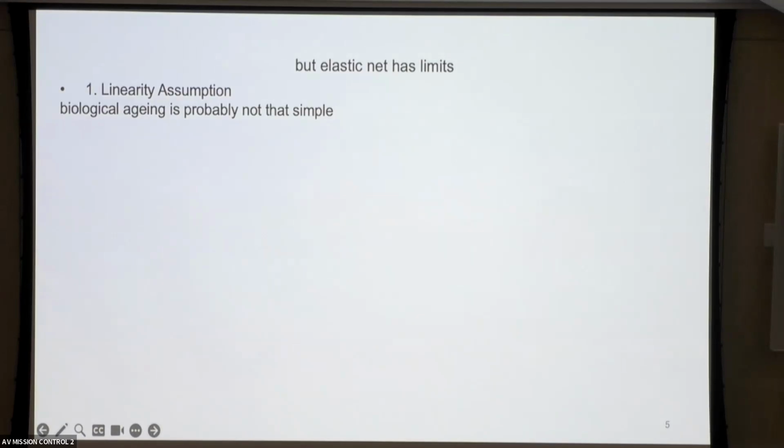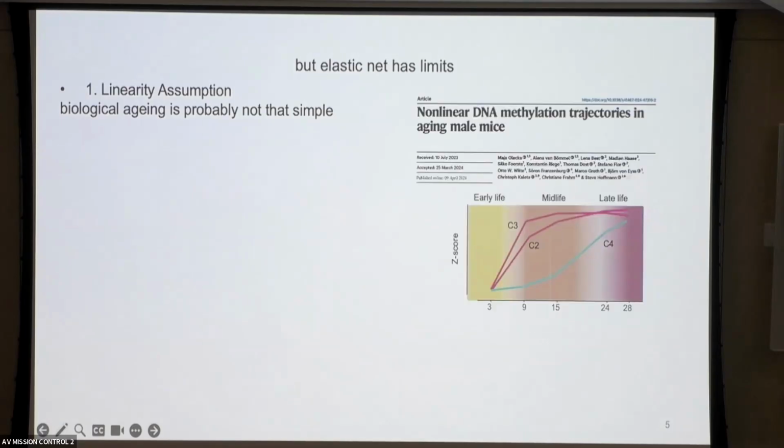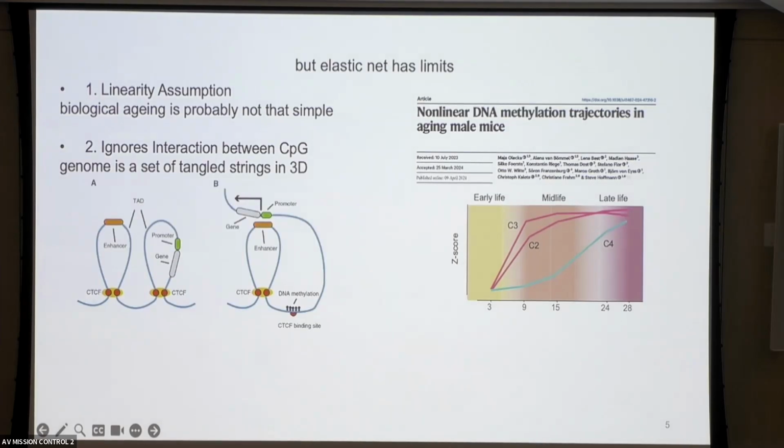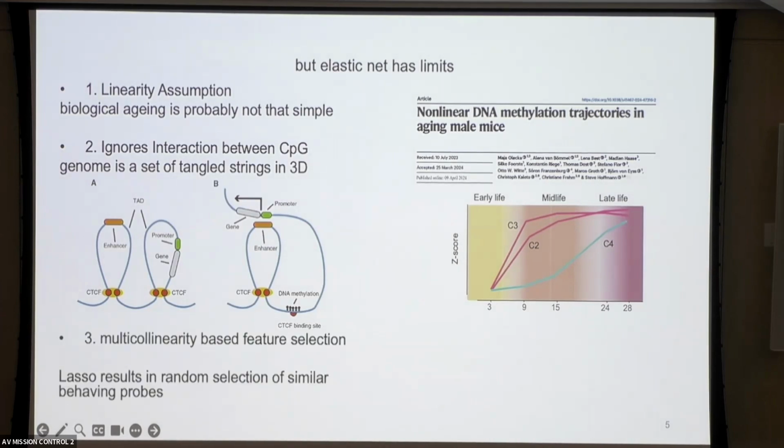Elastic net is great, but it does have some limits. One is that it assumes that the biological aging pattern for the methylation is linear, and usually it's not that simple, right? Usually we go through a nonlinear trajectory as we age. Another part is that it completely ignores the interaction between CpG sites, because the genome is not a straight string. It's more of a tangled string because it has all the 3D conformations. Also, because of the lasso, multicollinearity just basically chooses a random probe when you have more than a few similarly behaving probes.